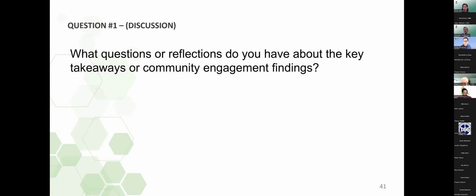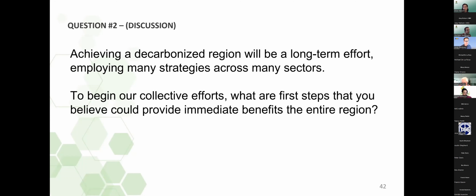Let me introduce another question, just to further spur your thinking. I think all of you here are under no illusions that achieving a decarbonized San Diego region and county will be a long-term effort. This will not happen overnight. It will not happen in one year or in just five. It's going to take many strategies across many sectors to make this happen. But nevertheless, we have to take a first step.